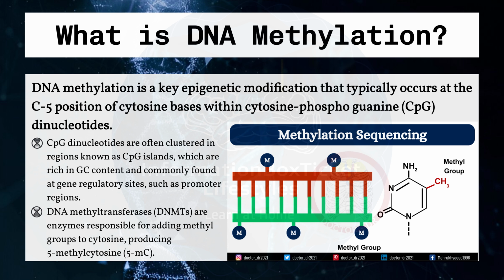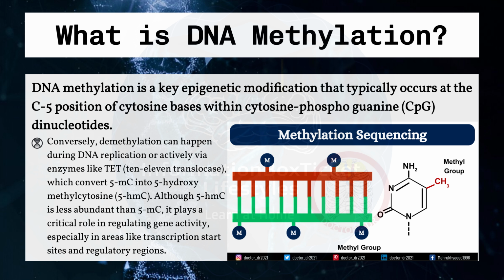DNA methyltransferases, DNMTs, are enzymes responsible for adding methyl groups to cytosine, producing 5-methylcytosine, 5-mC. Conversely, demethylation can happen during DNA replication or actively via enzymes like TET methylcytosine dioxygenases, which convert 5-mC into 5-hydroxymethylcytosine, 5-hmC. Although 5-hmC is less abundant than 5-mC, it plays a critical role in regulating gene activity, especially in areas like transcription start sites and regulatory regions.